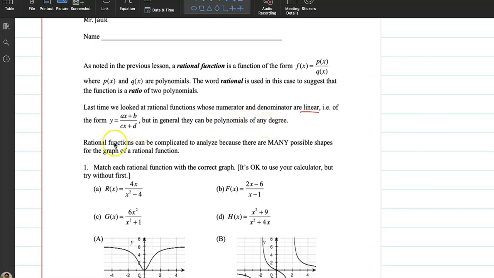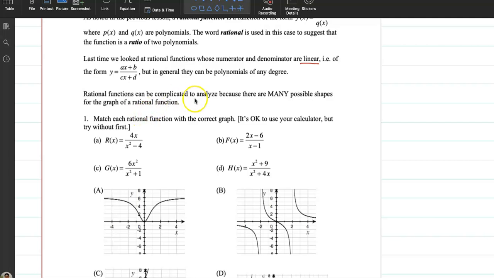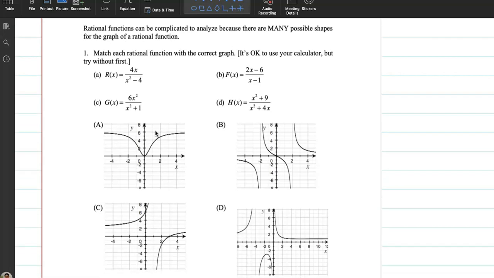Rational functions can be complicated to analyze because there are many possible shapes of graphs for a rational function. Now, what is this? This is linear upon quadratic. This is linear upon linear. This is quadratic upon quadratic. This is also quadratic upon quadratic. So all the shapes can be there. So match the rational function with the correct graph. It's okay to use the calculator, but try first.